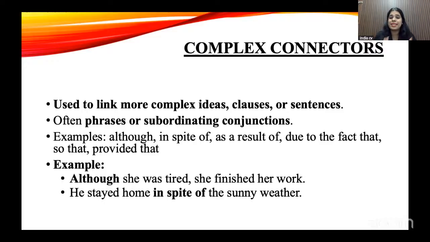Although she was tired, she finished her work. So, we can see we're trying to show that even though this happened, she completed her work. Then, he stayed home in spite of the sunny weather.